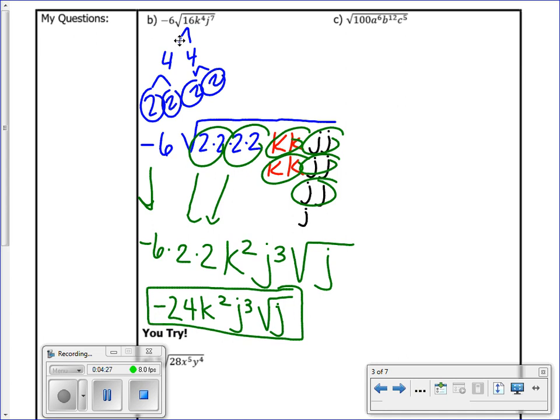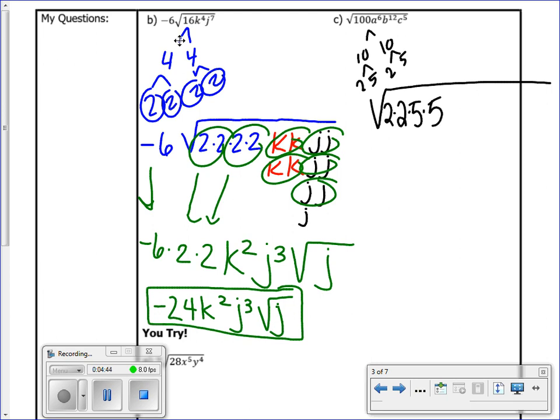Letter C, you want to break down 100. 100 breaks down to 10 and 10. 2 and 5, 2 and 5. So we have our square root. 2 times 2 times 5 times 5. For our a's, we have 6 of them. So I'm going to write them out again in sets of 2's, stacking them underneath each other.